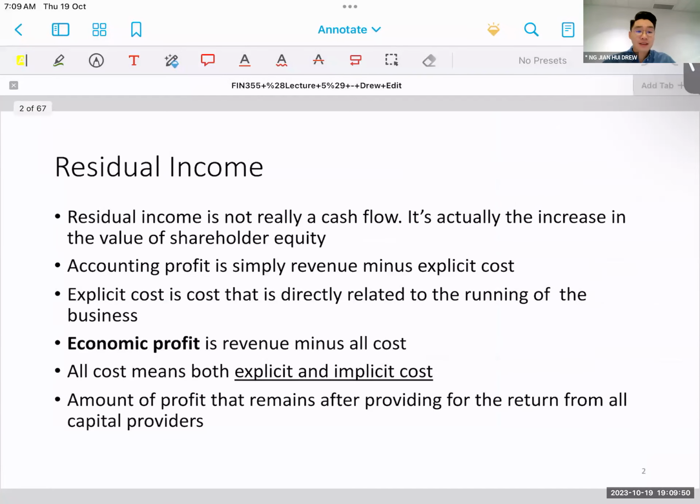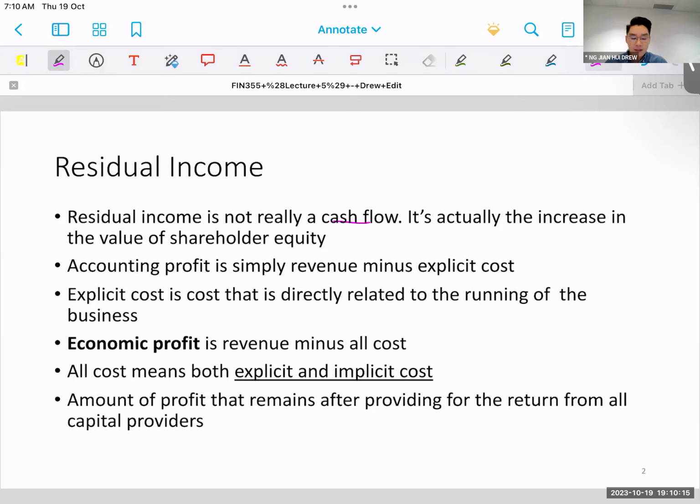The first few slides are more of a refresher, because we covered residual income as a broad overview in lecture 2, which is quite a while back. So let's do a bit of recap of what residual income is. Residual income is not cash flow, so we're not talking about FCFE or FCFF, although there are some similarities, and we'll see that later.